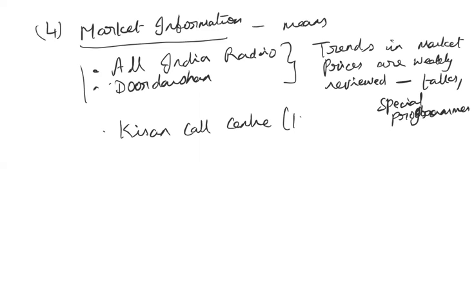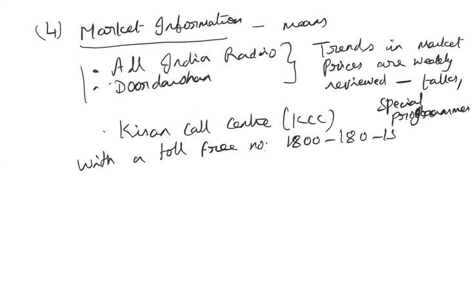So KCC with a toll-free number, 1800 180 155. All these are to enable the farmers to get the latest market information, especially about the price. Okay, and also what commodities the government, the Food Corporation of India, is going to purchase for this coming season. Like that, any relevant, important information can be obtained by the farmers.